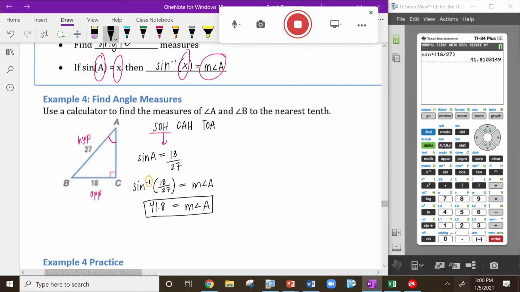Now we could find the measure of angle B using a similar method, a trig function, sine, cosine, or tangent. However, now that I know the measure of angle A, I know that all three angle measures in the right triangle have to add up to 180. This means that the measure of angle B plus 41.8 plus 90 all has to add up to 180. Another way to think about this is that the acute angles in a right triangle always have to add up to 90. So you can double check: do angle A and angle B add up to 90? Yes, they do.